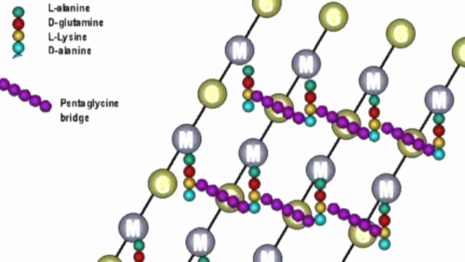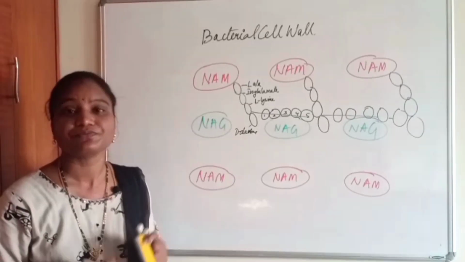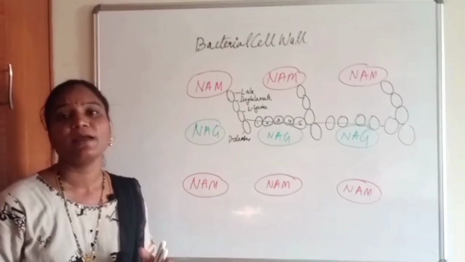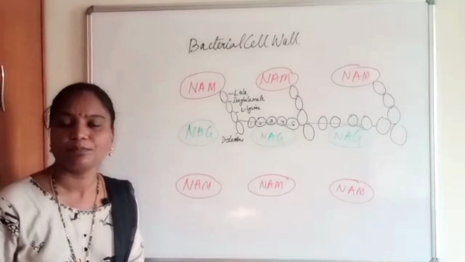So this is nothing but the bacterial cell wall. In the coming videos we will be discussing gram positive bacteria, gram negative bacteria and acid fast bacteria, which are differentiated based on the composition of the bacterial cell wall, and your main component is the peptidoglycan layer, that is your murein layer.